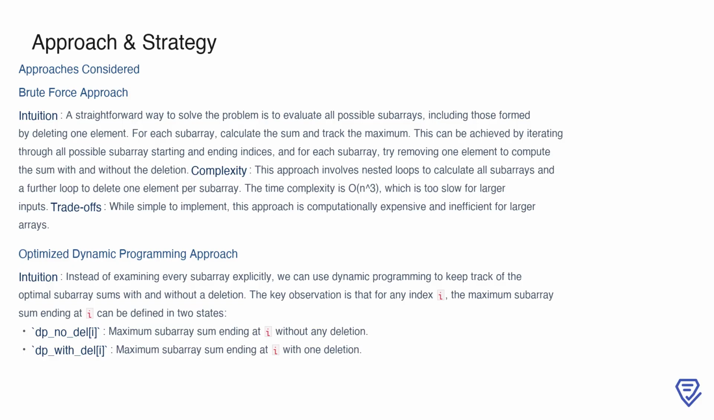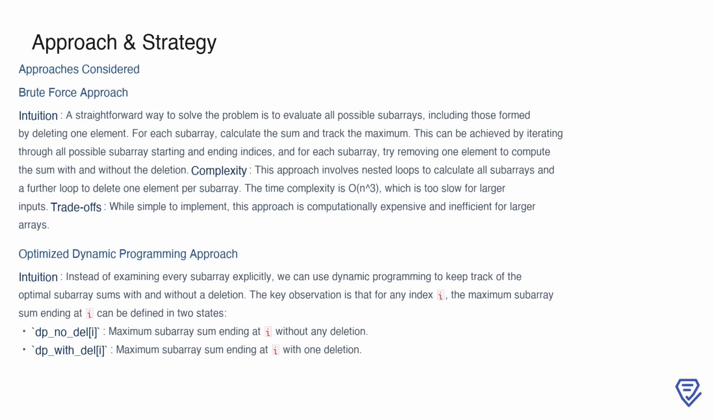The time complexity is O(n cubed), which makes it impractical for larger inputs. This inefficiency arises from the nested loops required to calculate all subarrays, combined with an additional loop to handle deletions. While it might be a good starting point to understand the problem, it's clear that a more efficient strategy is necessary. This brings us to the optimized dynamic programming approach.